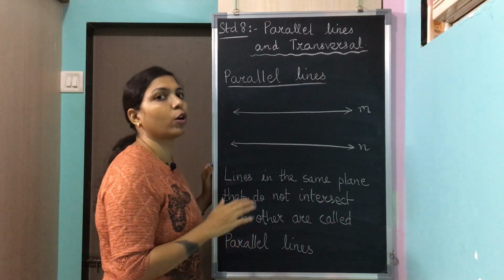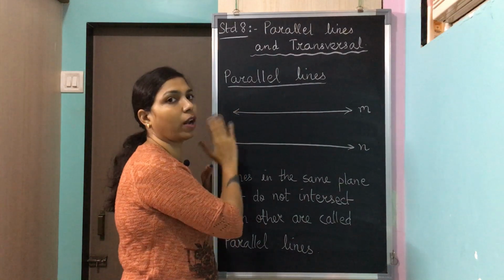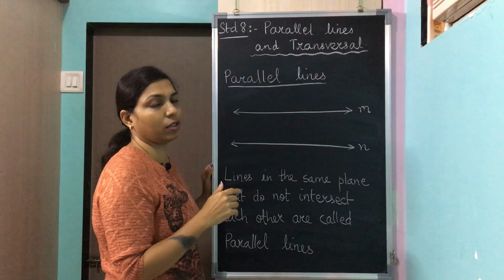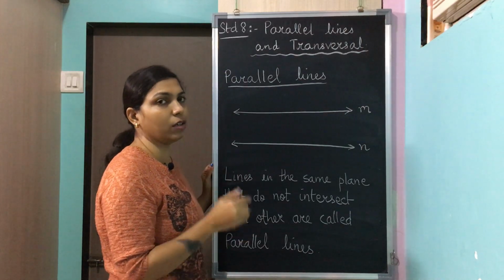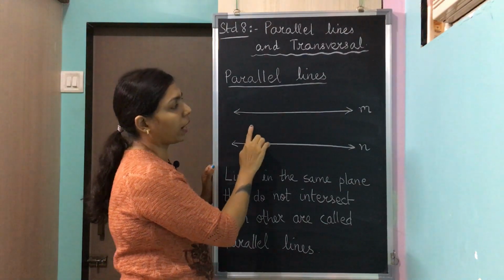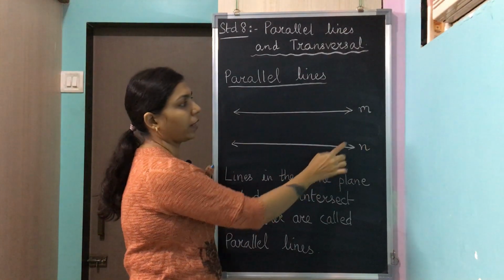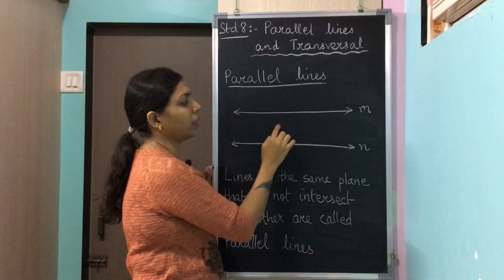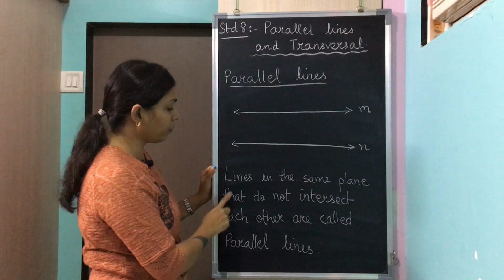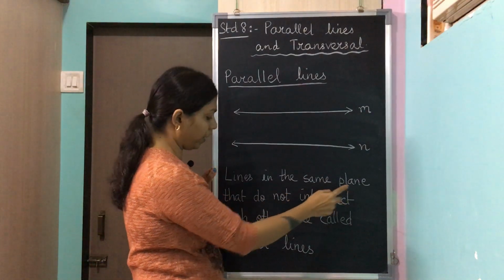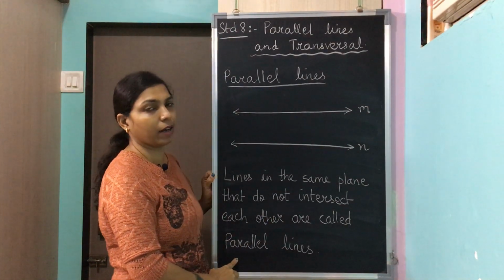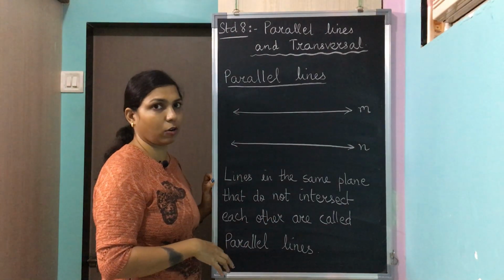So such lines which are drawn on the same plane and which do not intersect each other, which do not cross over each other, are called parallel lines. So over here I have drawn this first line and the second line, line M and line N. These two lines are parallel lines. If we have to write the definition for it, lines in the same plane that do not intersect each other are called parallel lines. Okay, so I want you to copy this down first.